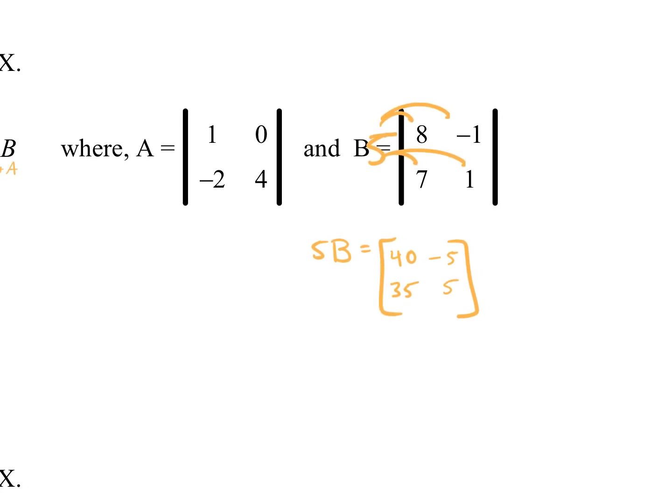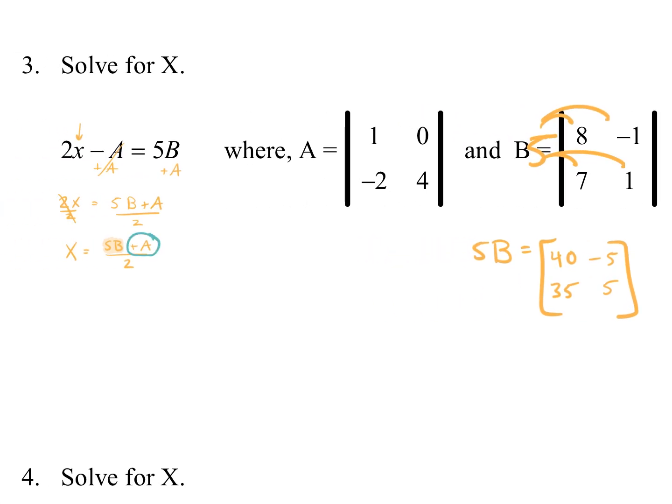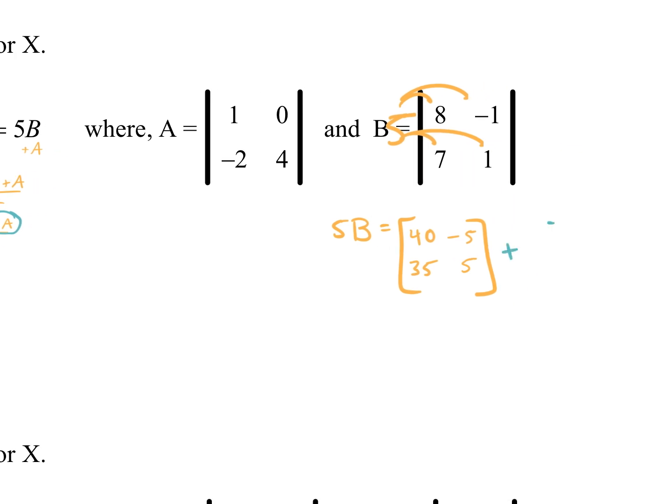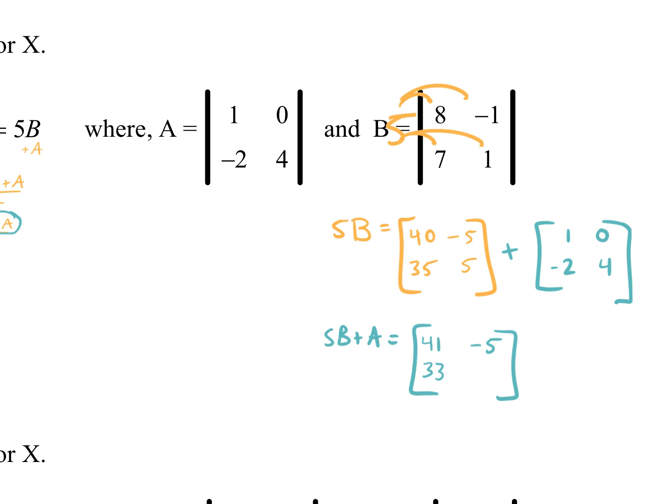Next, we want to add a to it. So the second thing I'm going to do is add a. I'm just going to rewrite our matrix A right next to it just so I can see it a little bit better, make it easier for us to add. So 5b plus a is going to be 40 plus 1 would be 41. Negative 5 plus 0 is negative 5. 35 plus negative 2 would be 33. And 5 plus 4 is 9. So this would be 5b plus a.